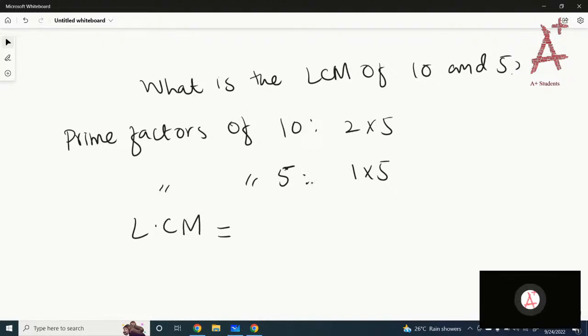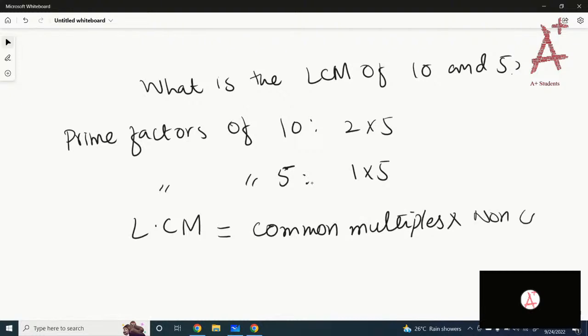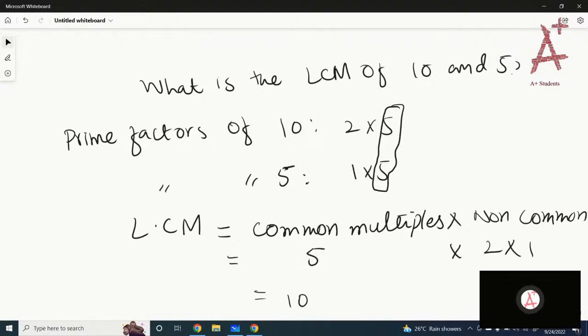So for the LCM you have to do common multiples and the non-common multiples. So you have only one common multiple, that is 5, and the non-common multiples are 2 times 1. So just multiply all the numbers. 5 times 2 is 10. So the LCM for 10 and 5 is 10. Select the correct option and then click on the OK button.